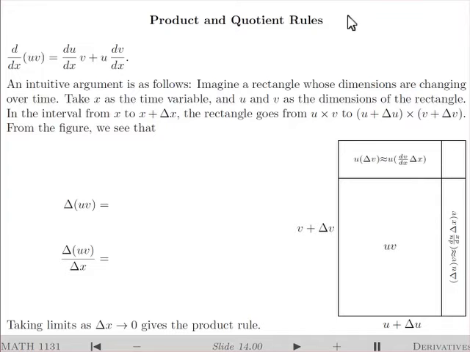Derivatives do not distribute over multiplication. This is because difference quotients do not distribute over multiplication. The formal statement of the product rule is that the derivative of u times v is derivative of u times v plus u times derivative of v.